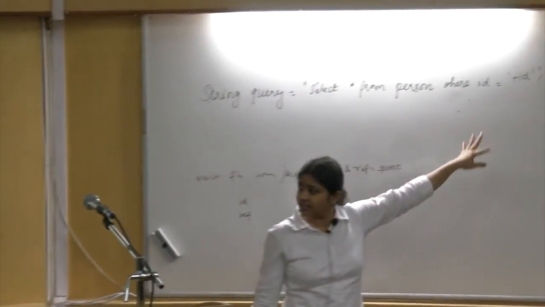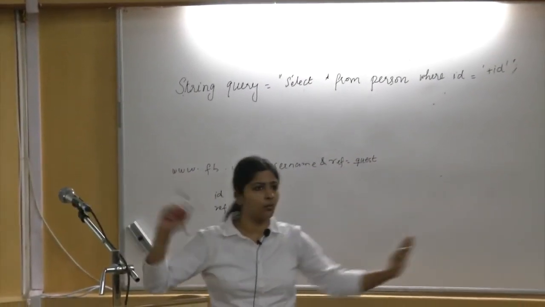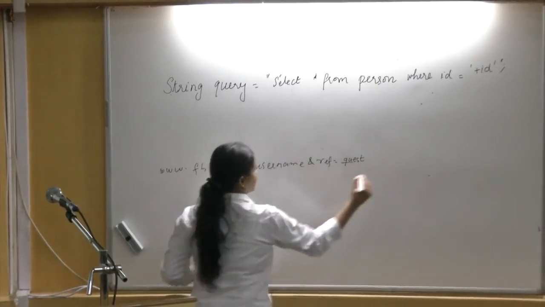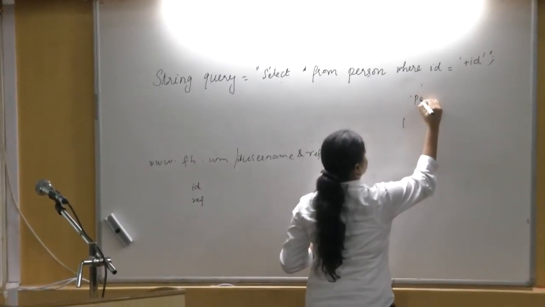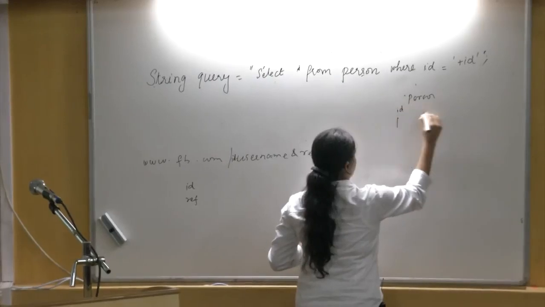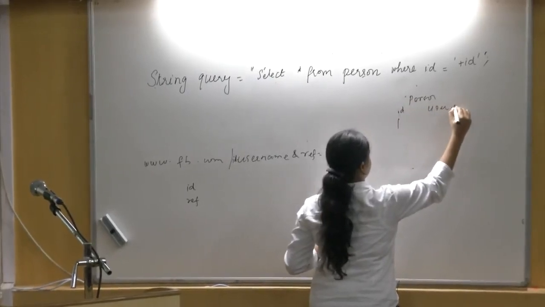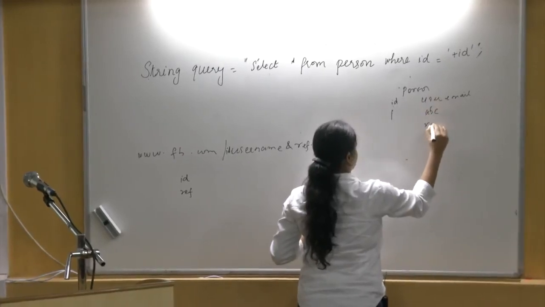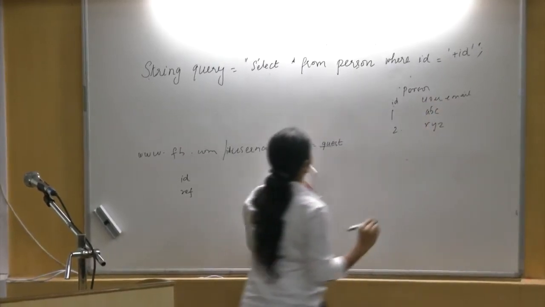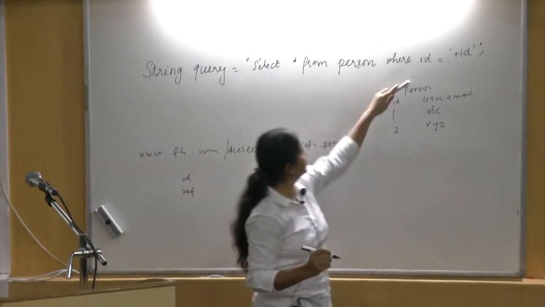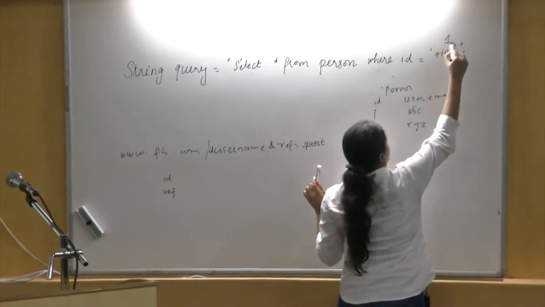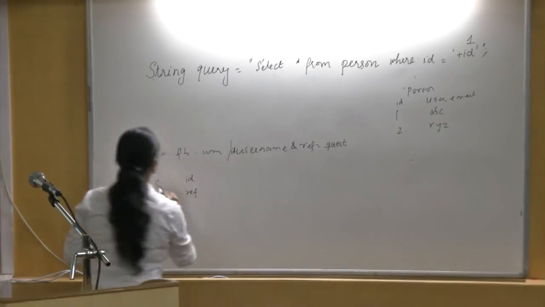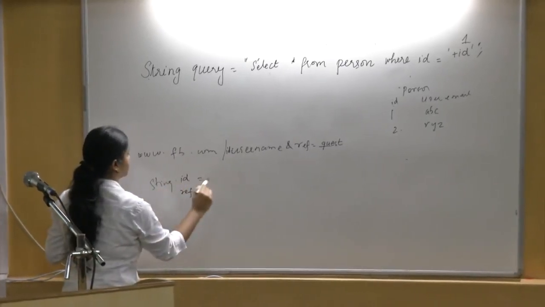So I can do this: select star from person where id is equal to something, 1, 2, 3, 4, whatever. Say 1, this is a person table. ID and username, you are having something, email. So you are passing this parameter id 1. Okay, you will have it as a string, id equal to 1.